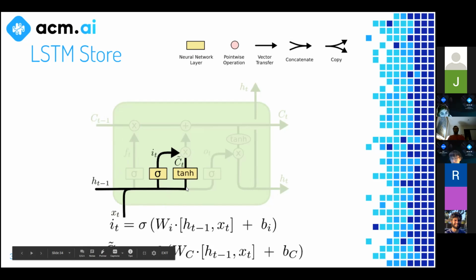You do that here, and you do that here. So you do that once for this set of weights, the set of weights called Wi, and you do it again for the set of weights called Wc. And then you perform element-wise multiplication on both of them.